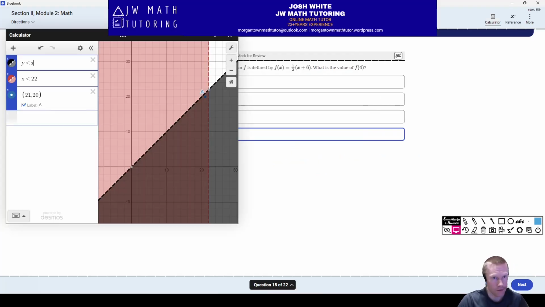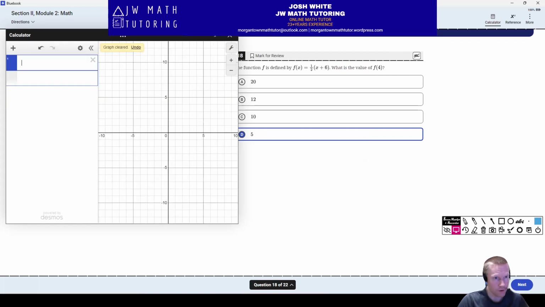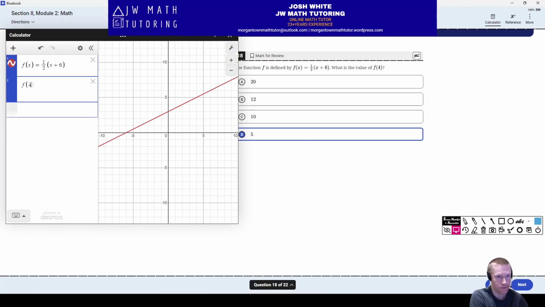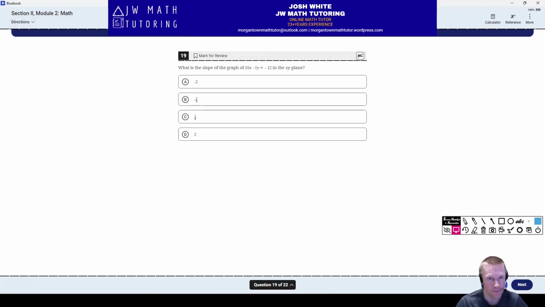However, in the interest of showing all solutions, of course, we can go to Desmos and we can just type this in. F of 4 is equal to 5. There it is. And we have our answer, letter D.